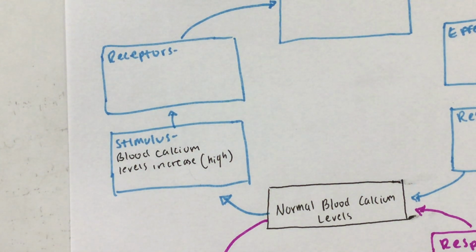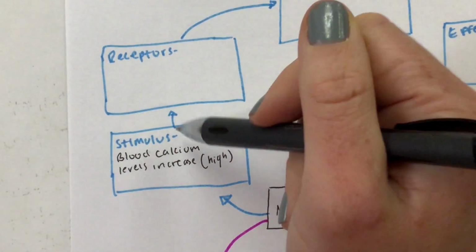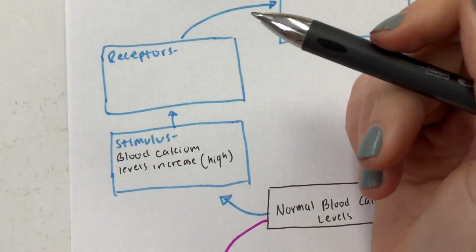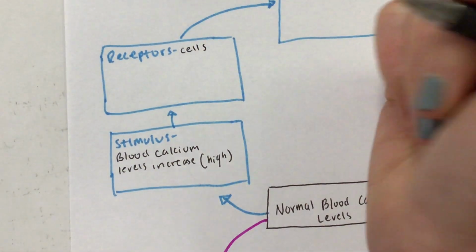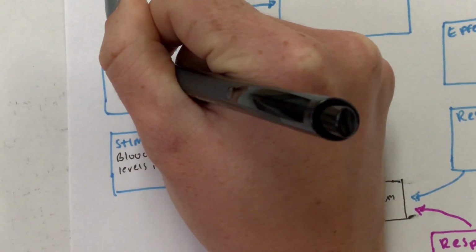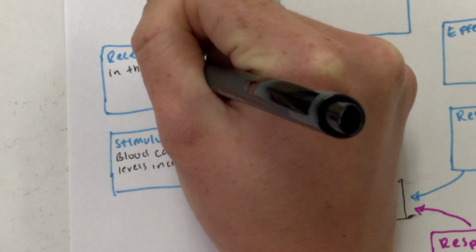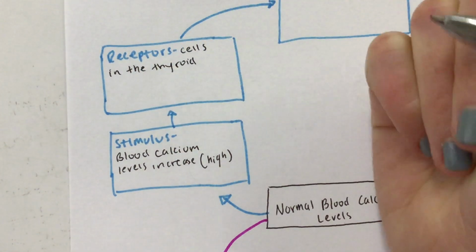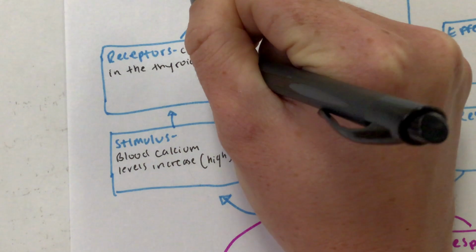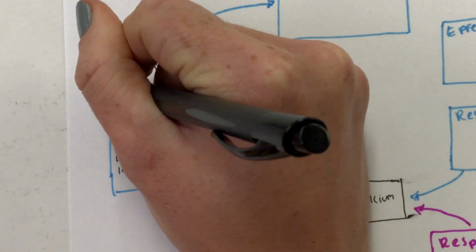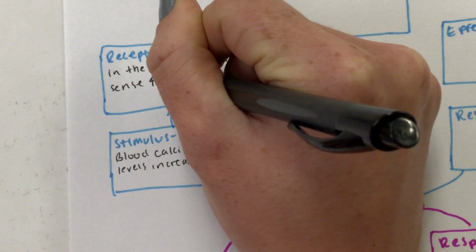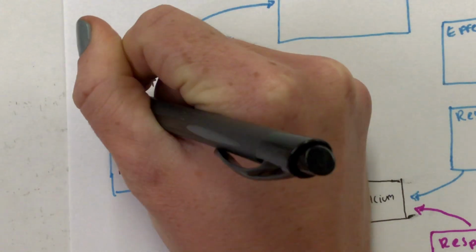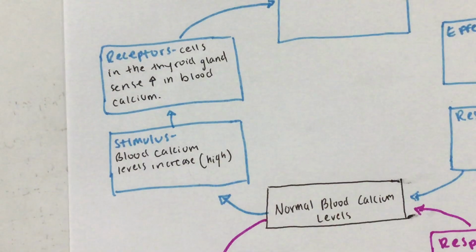From there, we are going to go to receptors. So if we have lots of calcium in our blood, what's going to sense that? And it's going to be cells in the thyroid gland. So cells in the thyroid gland sense the increase in blood calcium. Okay, cells in the thyroid gland sense the increase in blood calcium.